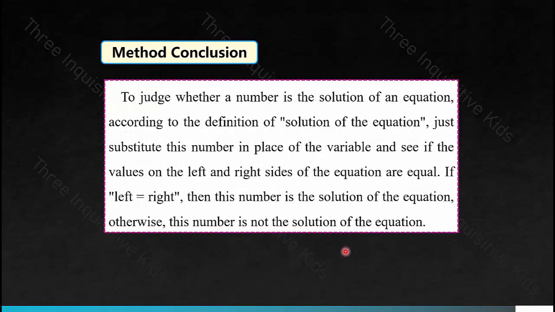Method conclusion. To judge whether a number is a solution of an equation according to the definition of the solution of the equation, just substitute this number in place of the variable and see if the values on the left and right sides of the equation are equal. If the left side is equal to the right side, then this number is the solution of the equation. Otherwise, this number is not the solution of the equation.